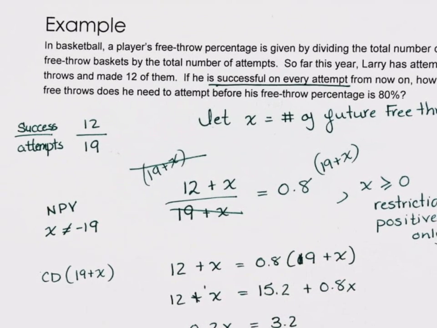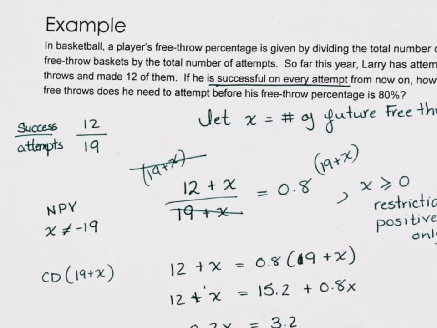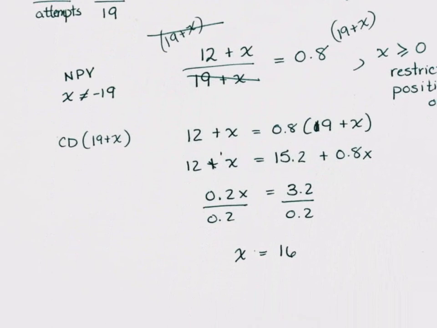Anybody panic when they got a decimal? I did for a second. I panicked a little bit when I first got that decimal there because I'm like, can free throws be halves? Can you do half a free throw? I don't think so. I don't play basketball, but I don't think that's possible. So he needs to do 16 additional successful free throws in order to have a free throw percentage of 80.